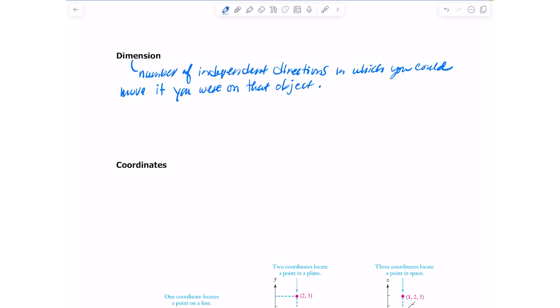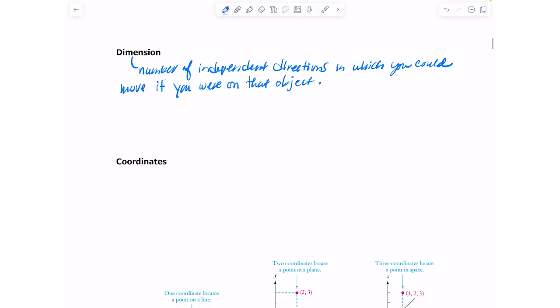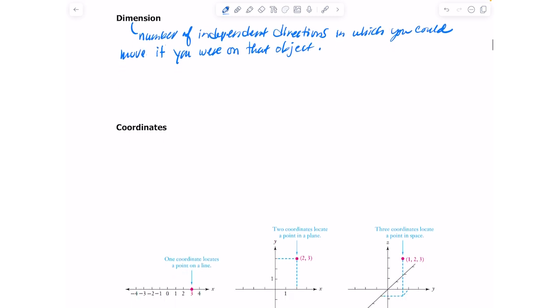So for example, we know our world is three-dimensional because you can move north, south, east, west, and up and down. So you can move in three different directions. Coordinates, or locations, is really what they are. You can think of dimension in terms of the number of coordinates required to locate a point.